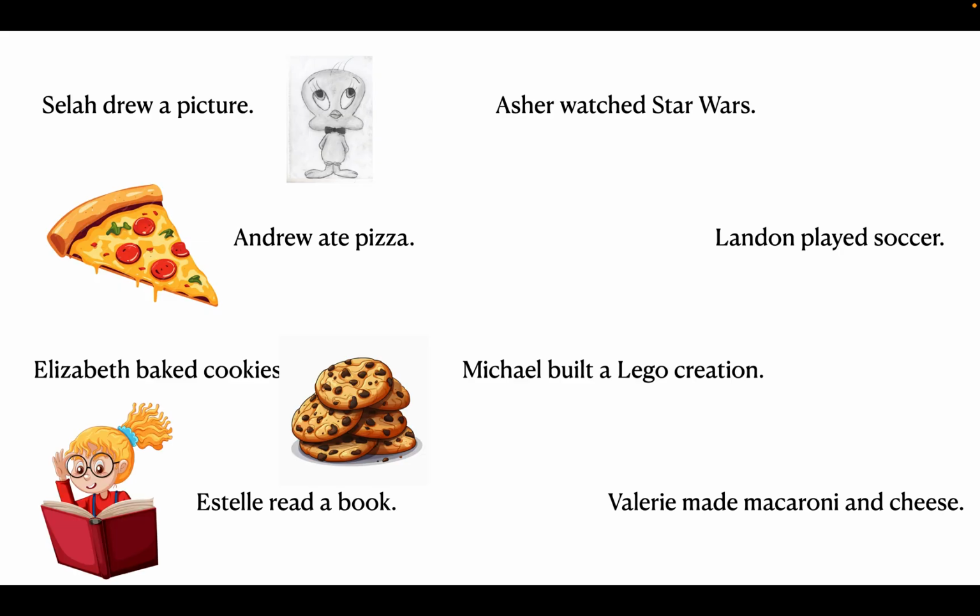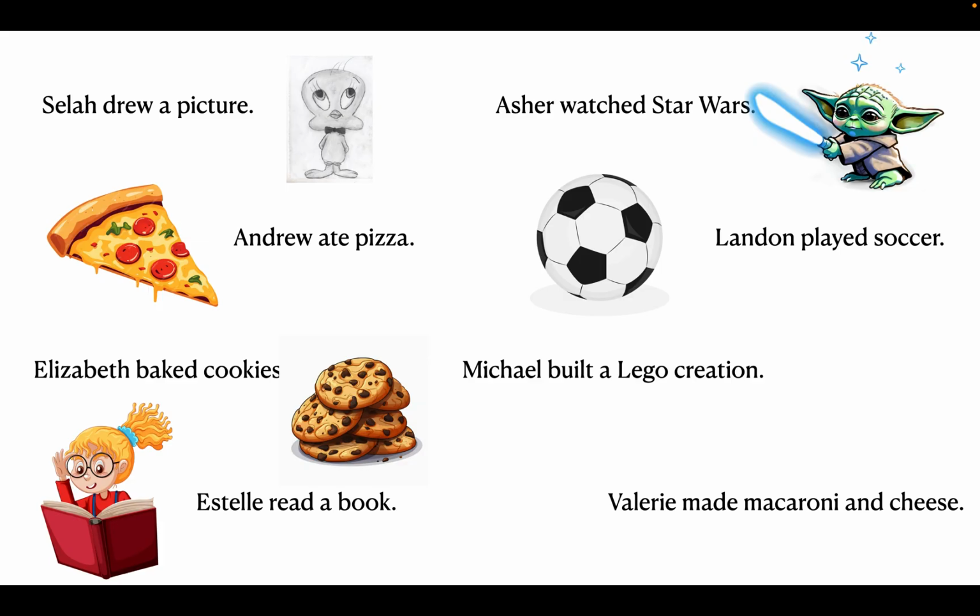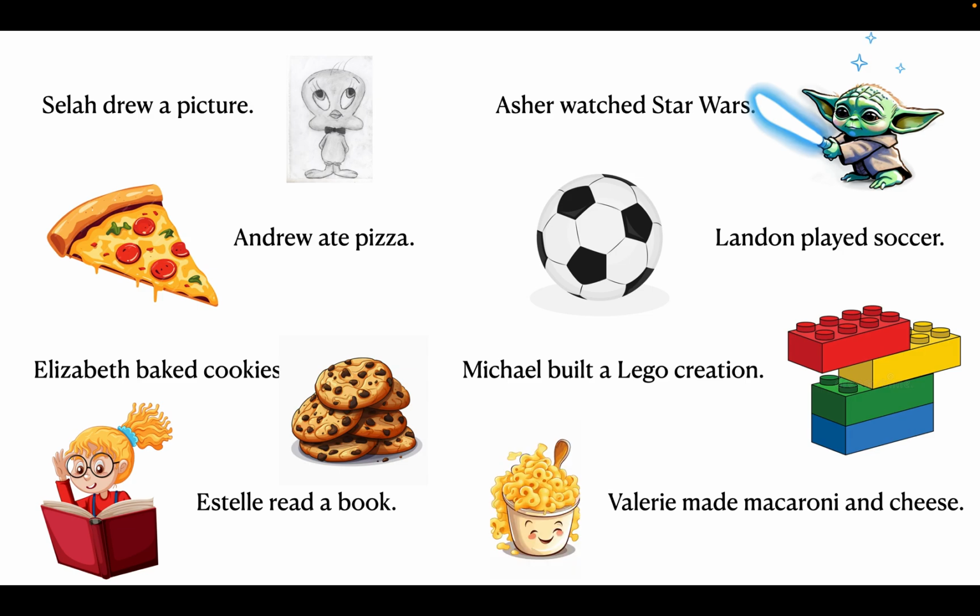A book. Asher watched Star Wars. What is receiving the action of watched? Star Wars. Landon played soccer. What is receiving the action of played? That's right, soccer. Michael built a Lego creation. What is receiving the action of built? Technically, it's creation. What kind of creation? Lego. So the Lego would be an adjective, but Lego creation. And Valerie made macaroni and cheese. That's right. What did she make? She made macaroni and cheese.